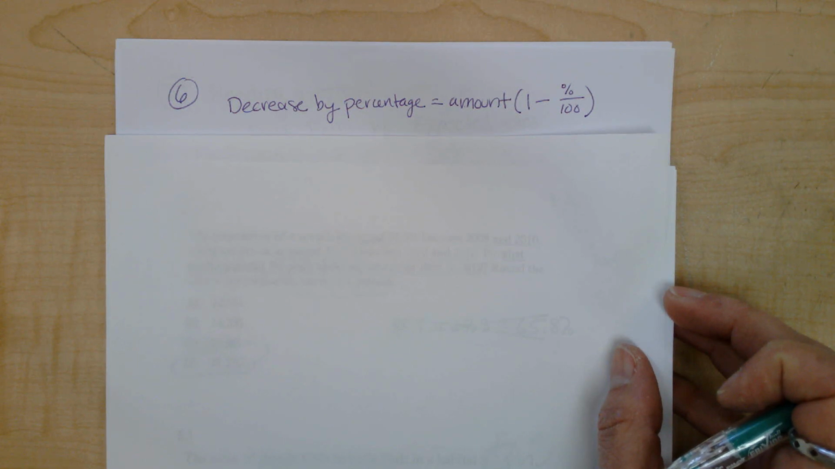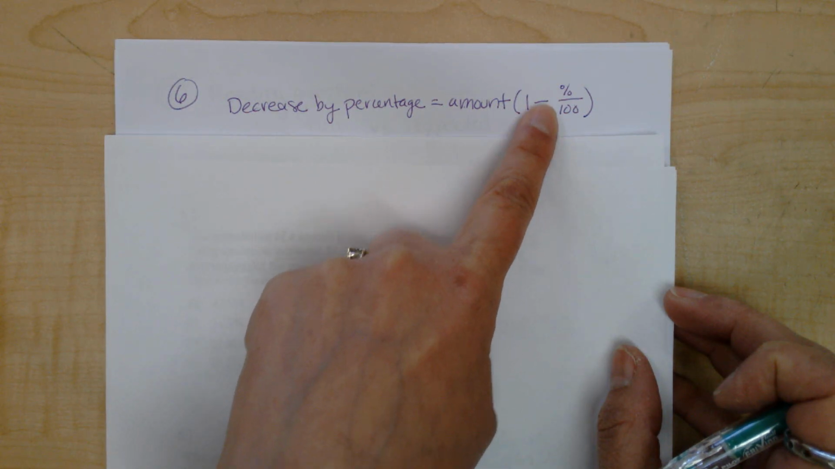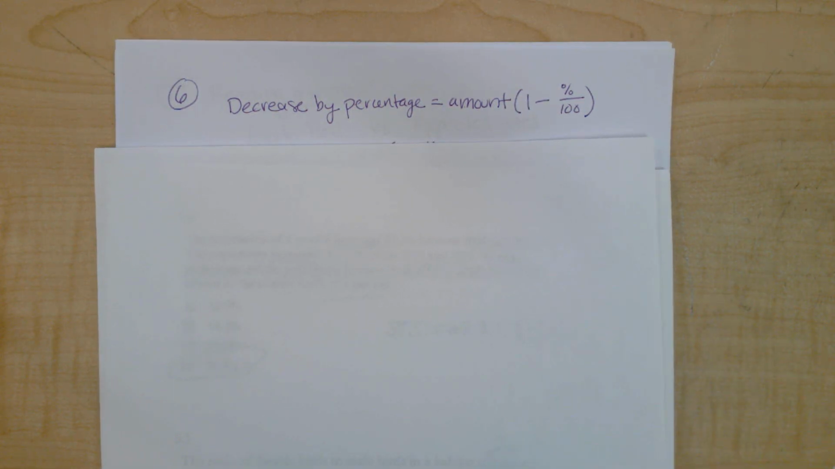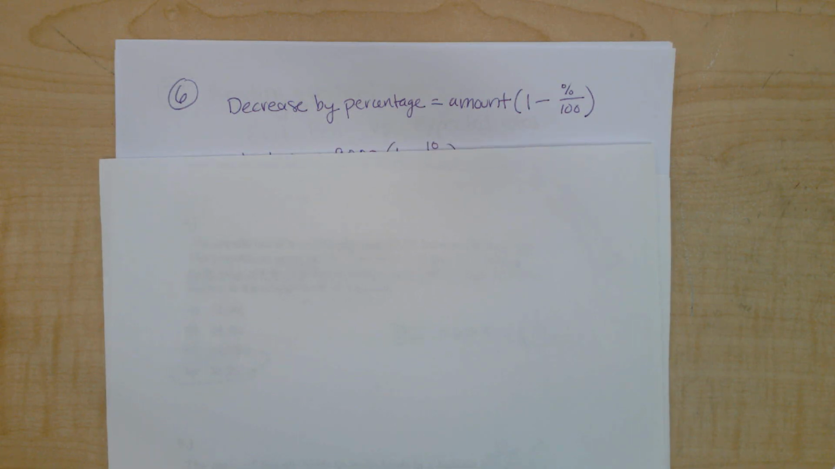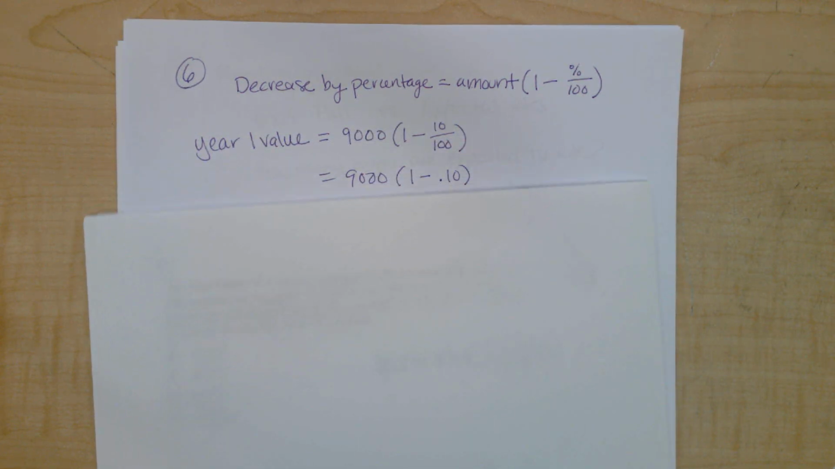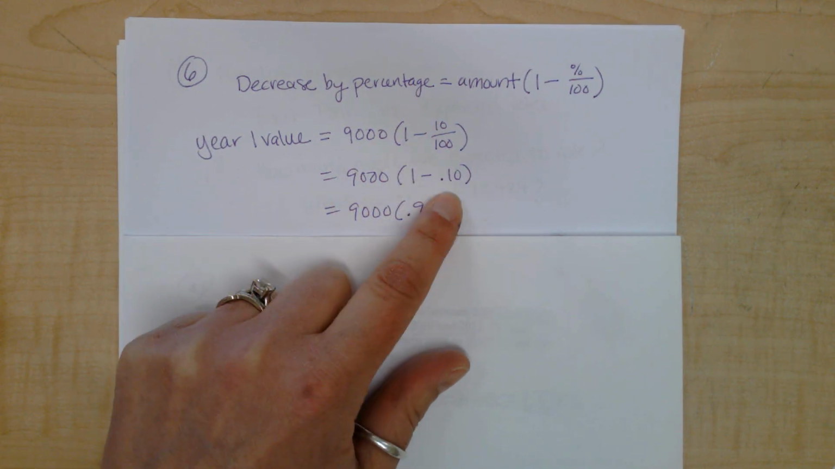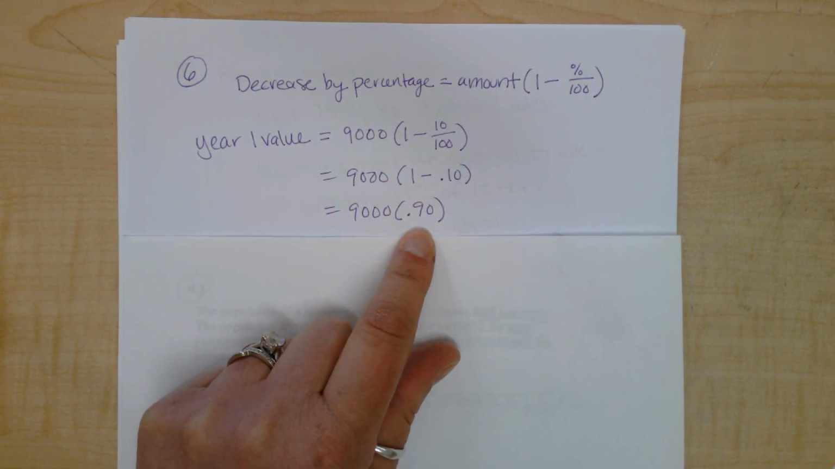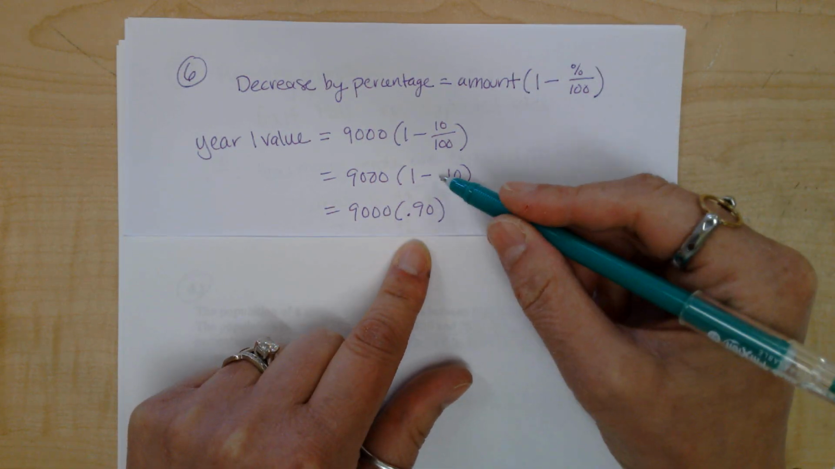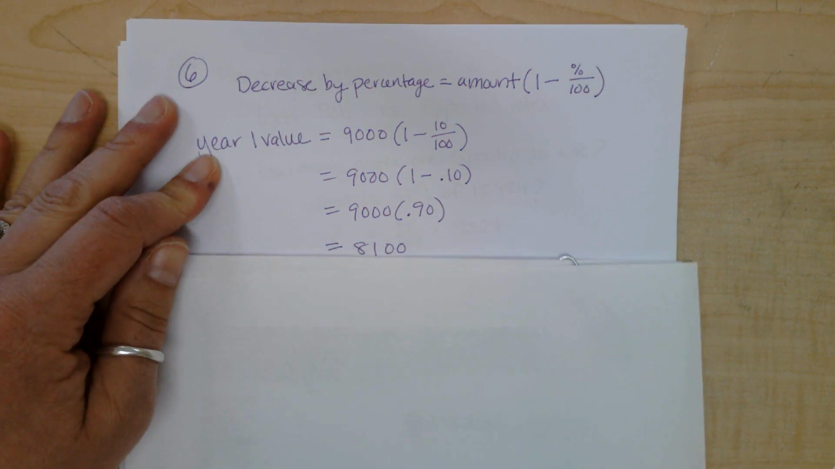Now, because we're depreciating, which means decreasing, here's my decrease by percentage: amount times 1 minus the percent over 100. Again, you do not have to remember this. You could do this a couple different ways, and I actually give you 2 different ways of doing this. So year 1 value, 9,000 times, taking out decimal, 0.9. So if you know that this is going to be 0.9 because 1 minus 0.10 is 0.9, you can jump there. Absolutely fine.